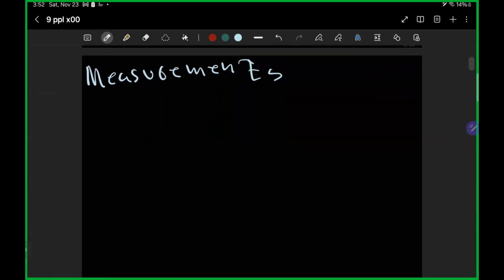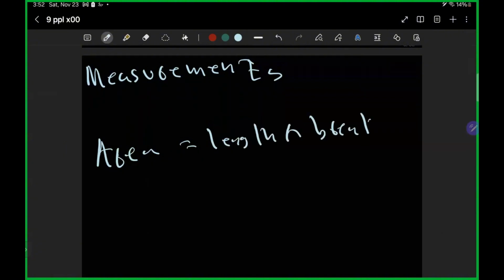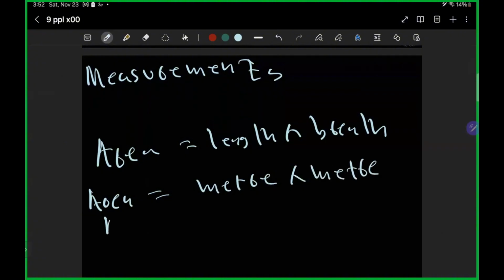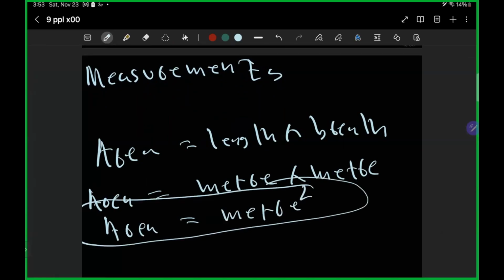The main use of this system is that when we multiply one quantity with another quantity, we can get the unit of a third quantity. Let's suppose the unit of area can be calculated with the formula length multiplied by breadth. The unit of length is meters, while the unit of breadth is also meters. So meter multiplied by meter will be equal to meter square. So that is why the unit of area is meter square.